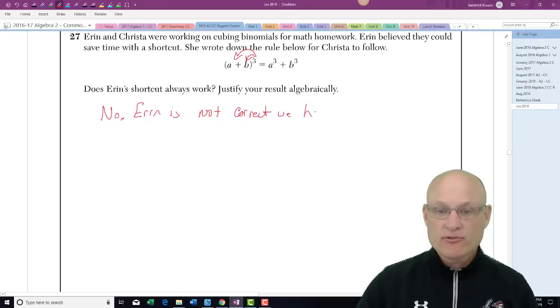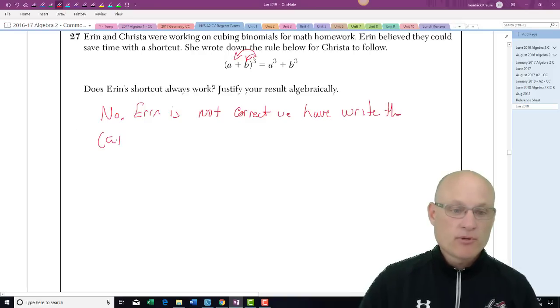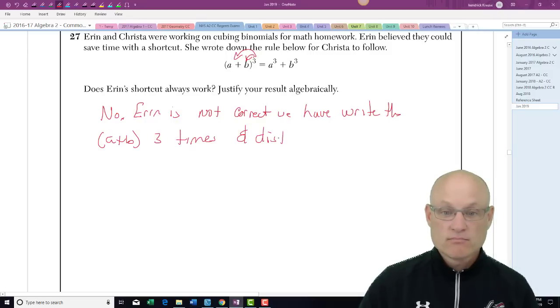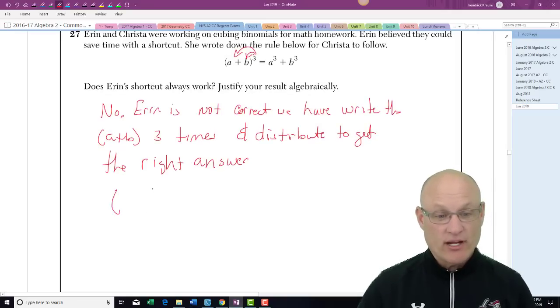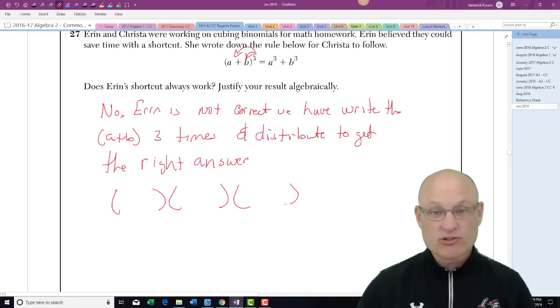We have to write the a plus b 3 times and distribute to get the right answer. Now that's worth 1 point because you showed that it's not true. Well, maybe it's worth 1 point. You really got to show that it's right, because they said show it algebraically.